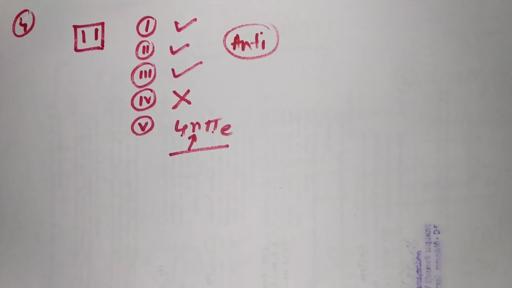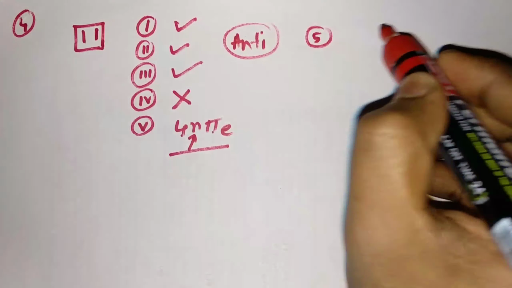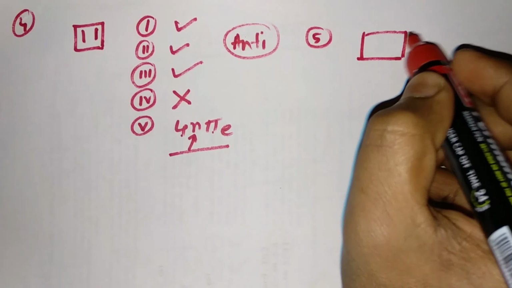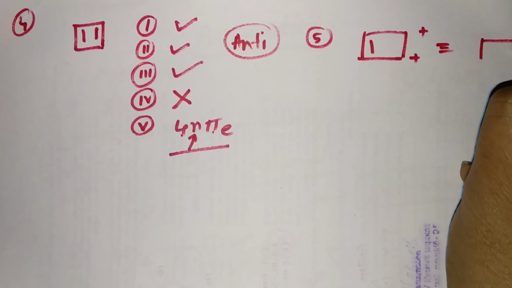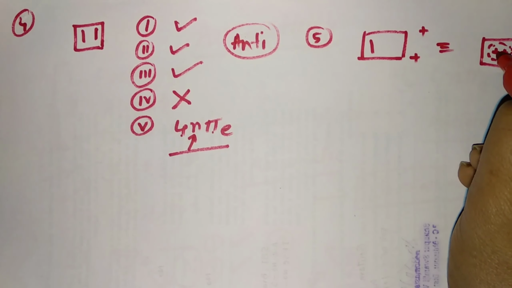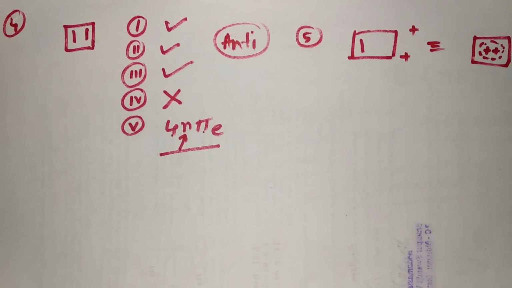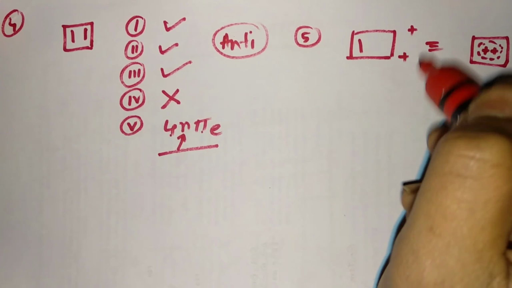Now coming to another example, the edited form of this one. It is like this, or you may write it like this, with plus plus or 2 plus. Both of these are actually the same. So this system will be aromatic.